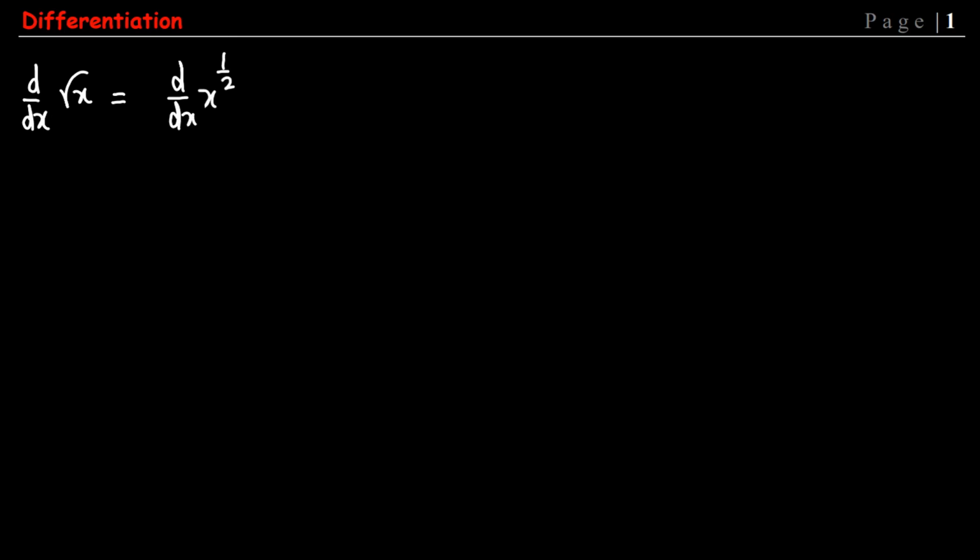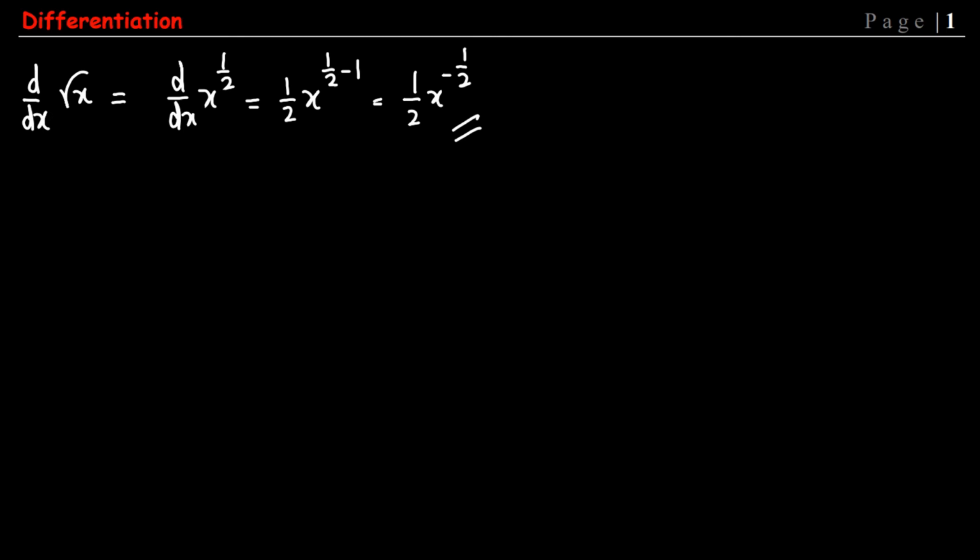Just according to the rule of the indices, you can apply the half in front of the x. Then from the half we need to subtract 1. Half minus 1, so finally we get half x to the power half minus 1, which is minus half. So we can leave our answer here. This is the first part.